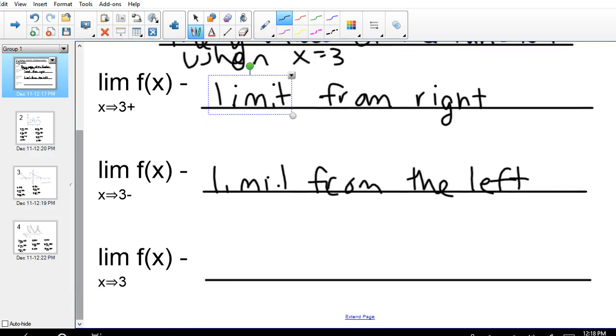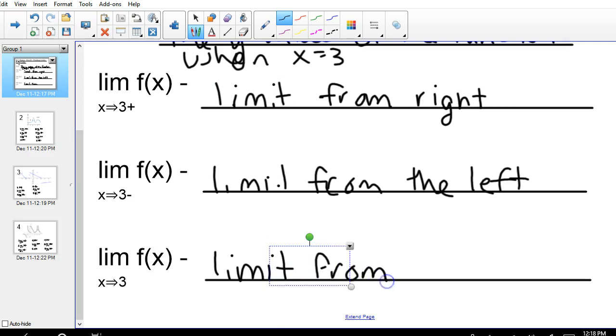And then if you see a limit where you do not have a plus or a minus after your number, that's the limit from both sides. And remember, in order for this limit to exist, the limit from the left and the limit from the right have to be the same. If they are different, if your limit from the right is 7 and the limit from the left is 2, then this limit at 3 does not exist.